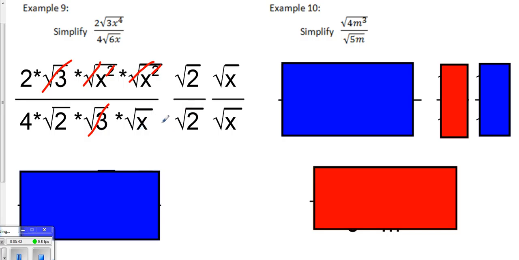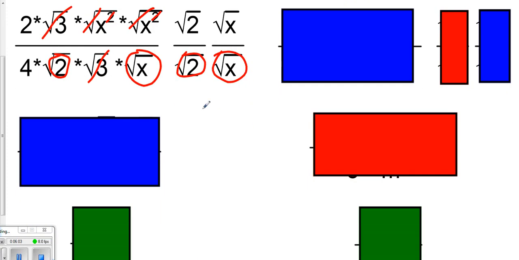So I need to multiply the top and the bottom by the square root of 2. That's what we see right here. And I need to multiply it by the square root of x. The reason we did this is so that this one matches with this one. This one will match with this one. And then everything is taken care of. So this is what it'll look like afterwards.